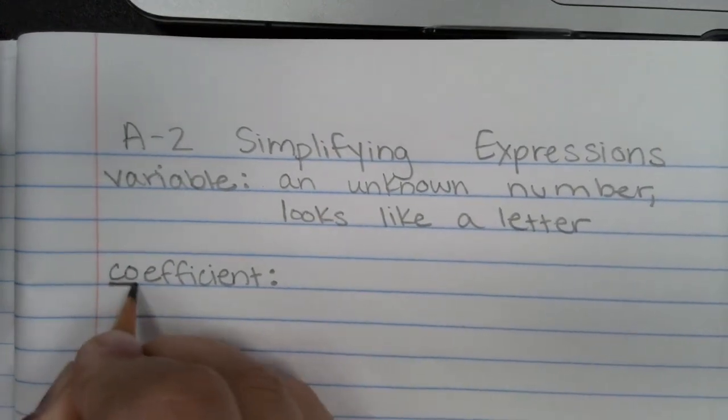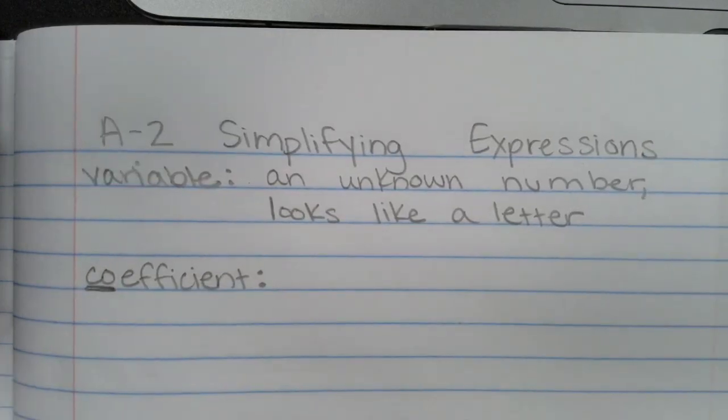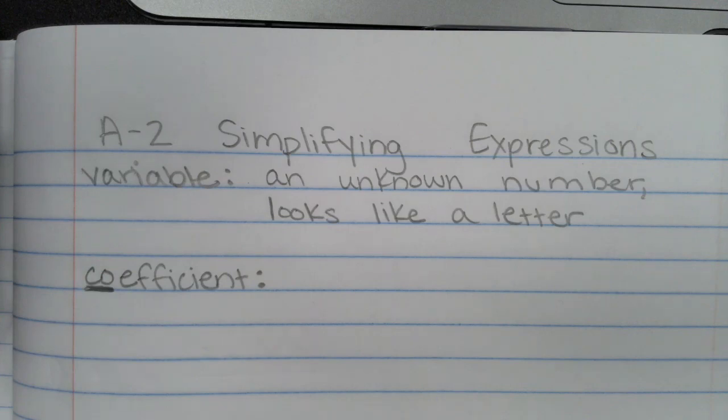What are some other words that have that prefix co? Codependent, coworker, cooperative, or co-op. So what does it mean if you have a coworker? You work with someone. You have a partner. They're with you when you work. You might work at the same time. If you're codependent, that means you need somebody else.